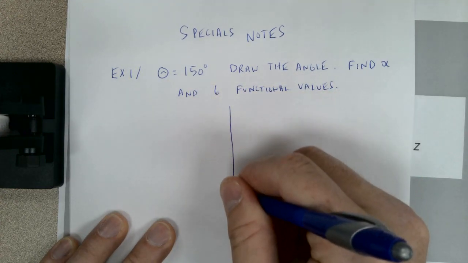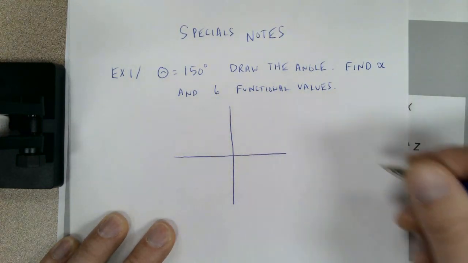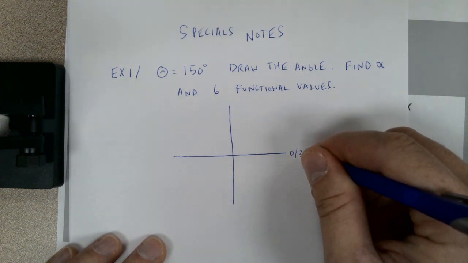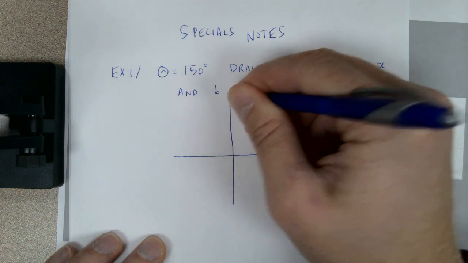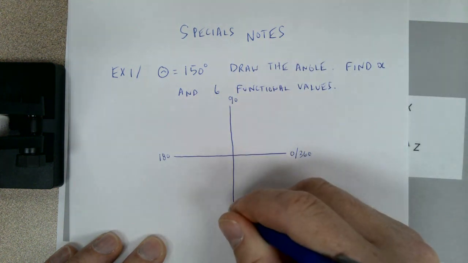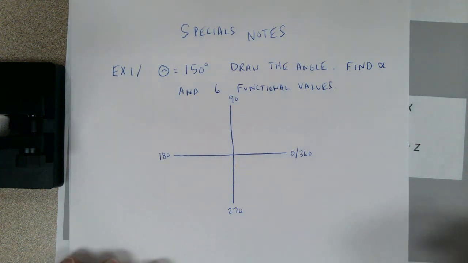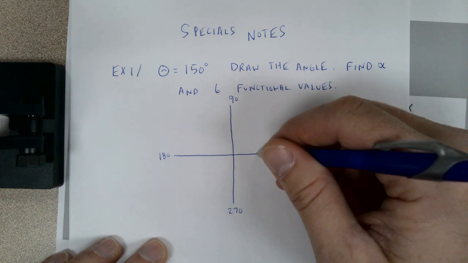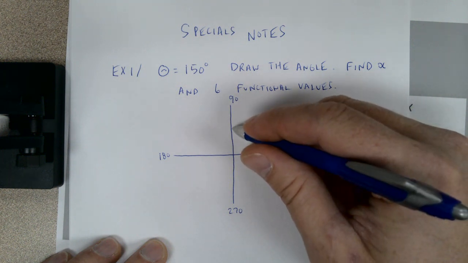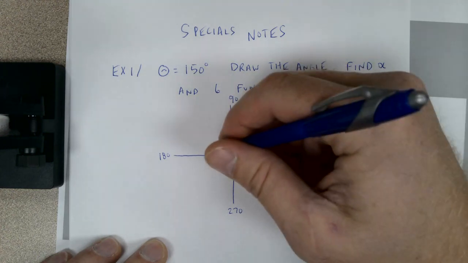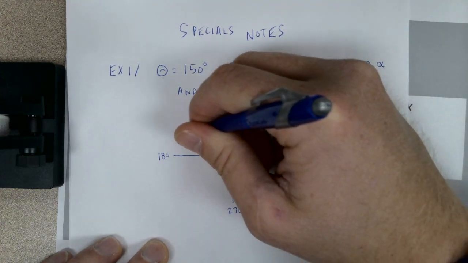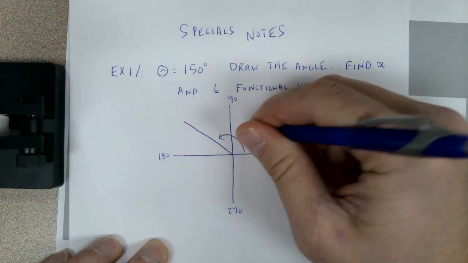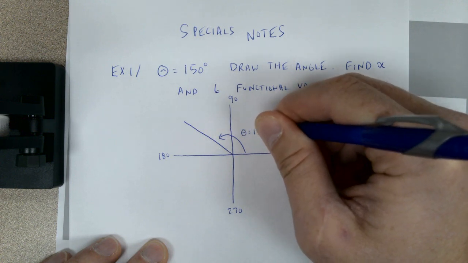Now, step 1, we're going to draw the picture. Well, we know on our coordinates that this is 0 and 360. Here's 90. Here's 180. Here's 270. So if I'm sketching 150, I'm going to start here, my initial side here at the x-axis. I'm going to go around 90, and then I'm going to go another 60. So if I'm sketching that, it'll look something like this. So this is my theta of 150.